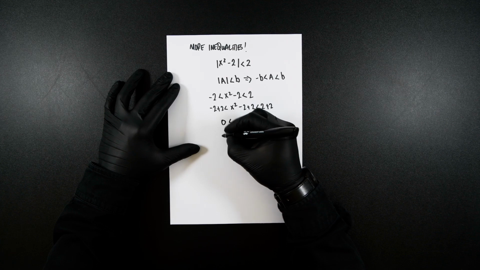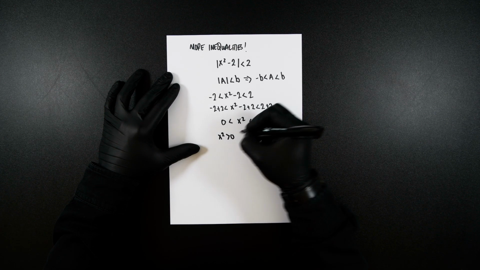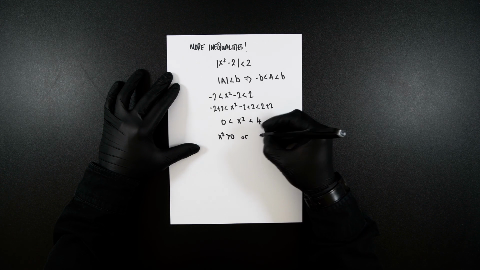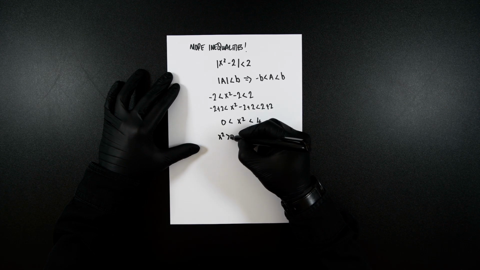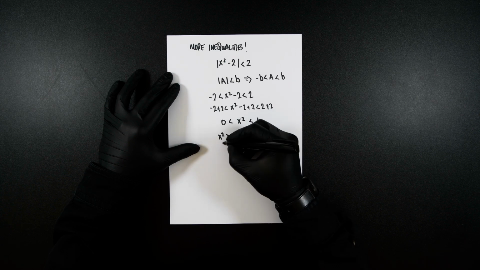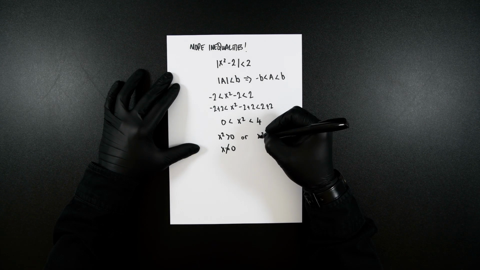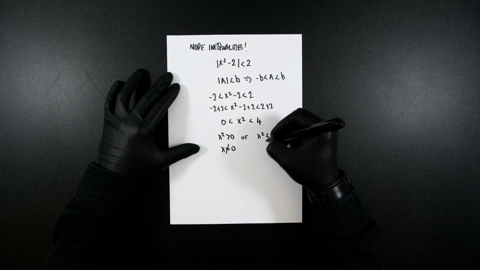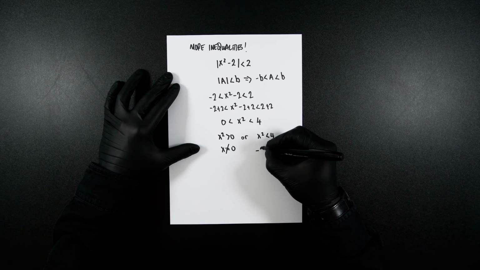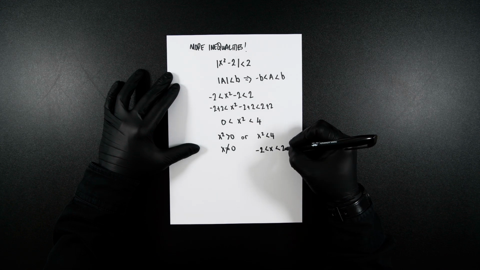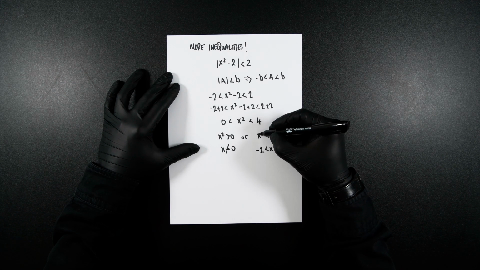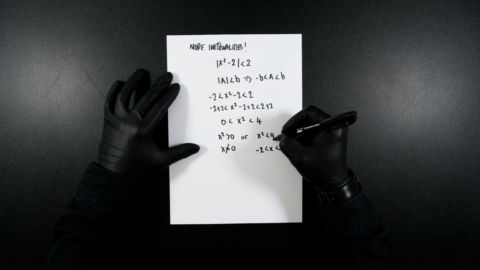So this could be written as x squared is greater than 0, or x squared is less than 4. However, it hasn't got a greater than or equal to sign, a line underneath here. So therefore, x cannot equal 0. We can break this down into minus 2 less than x less than 2, because obviously if we square root this, you're going to get plus or minus 2.